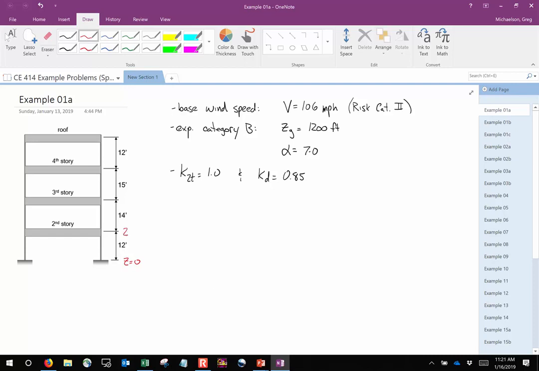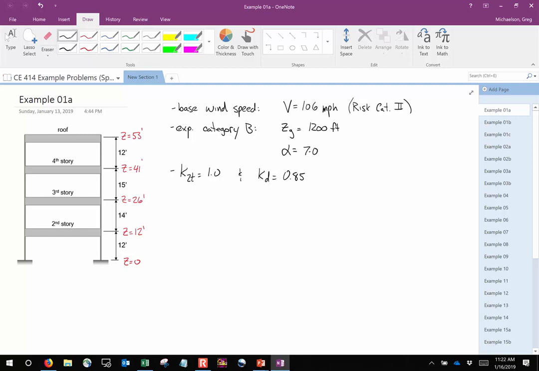For the second story, this is Z equals 12. So what is Z for the third story? 26. This is Z is 26. What about for the fourth story? 41. And what about Z for the roof? 53. Everybody okay with that? Okay.